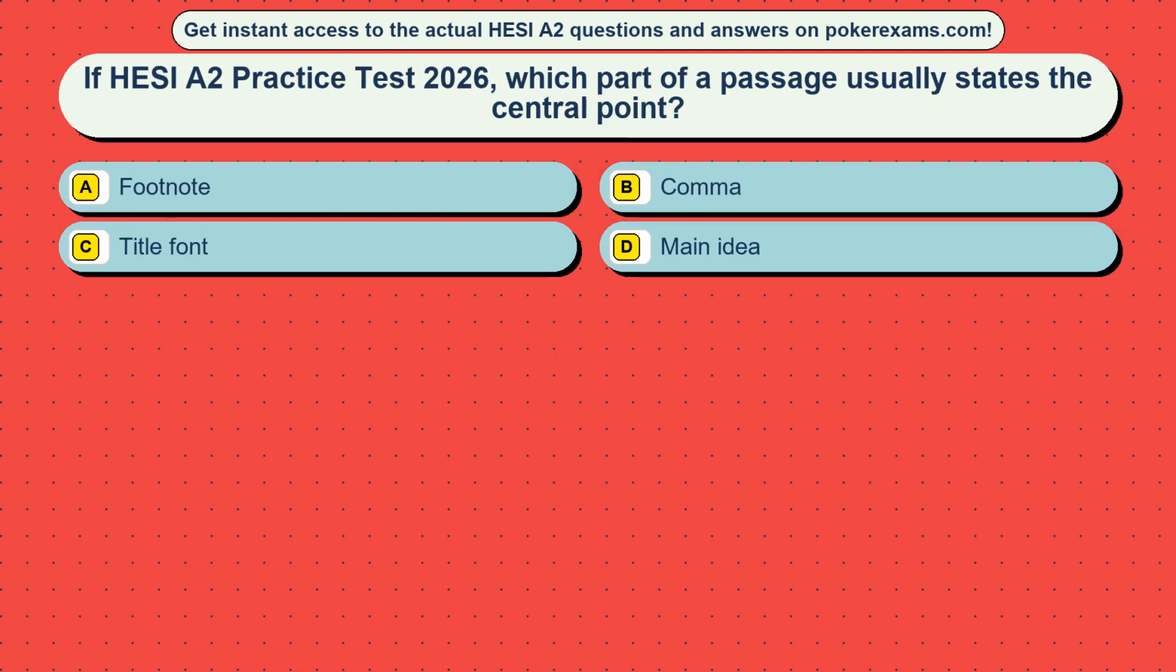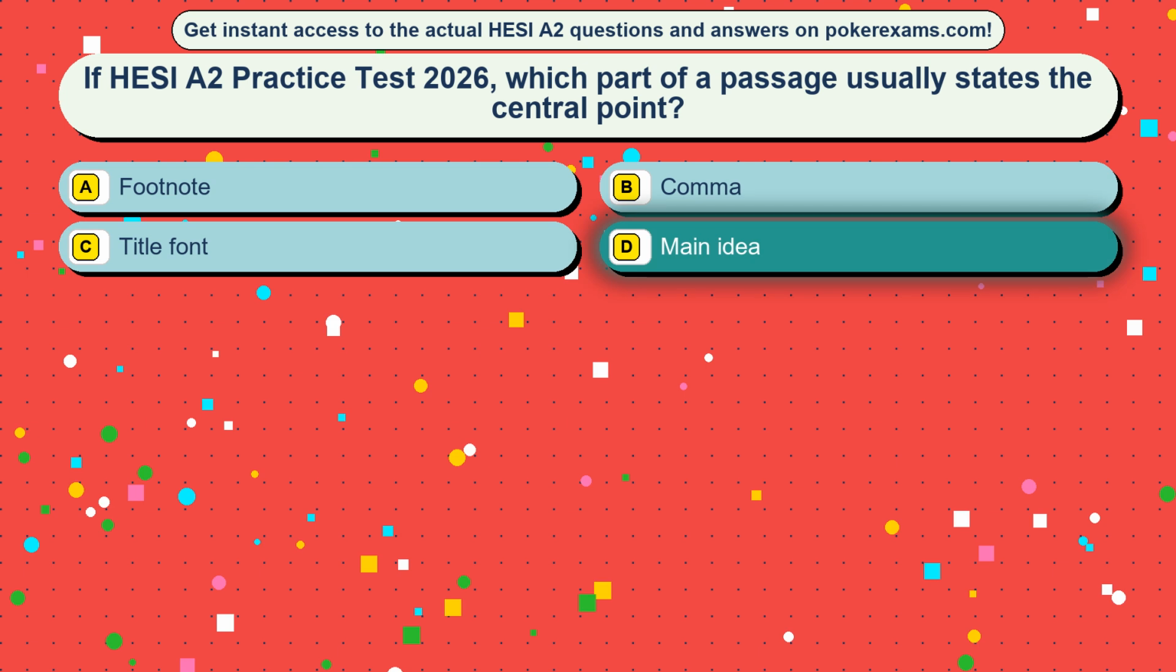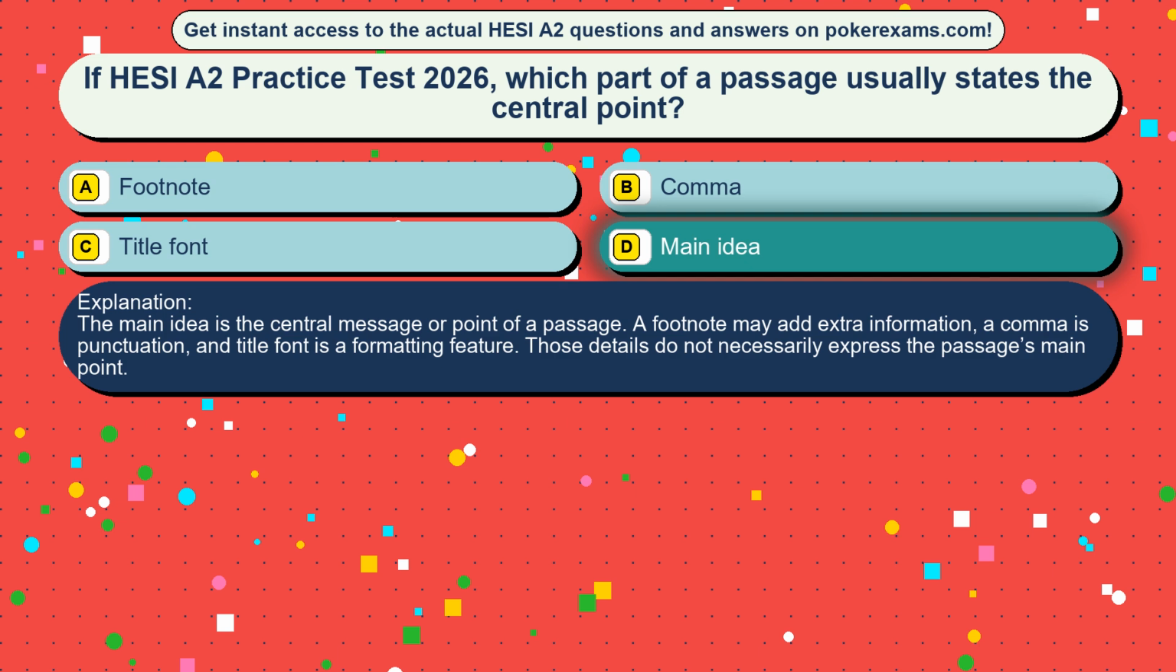Question 10. If HESI A2 Practice Test 2026, which part of a passage usually states the central point? Option A, footnote. Option B, comma. Option C, title font. Option D, main idea. The correct answer is Option D, main idea. The main idea is the central message or point of a passage. A footnote may add extra information, a comma is punctuation, and title font is a formatting feature. Those details do not necessarily express the passage's main point.